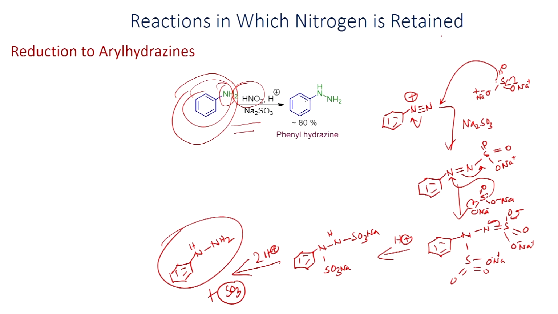For example, in this case you can convert into phenylhydrazine. First you can try to react with the nitrous acid, you form the diazonium salt. Once you have this one, you can try to react with the sodium sulphide. In this way you will be able to form phenylhydrazine as the product.